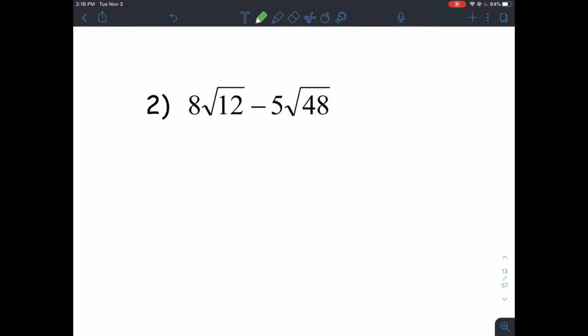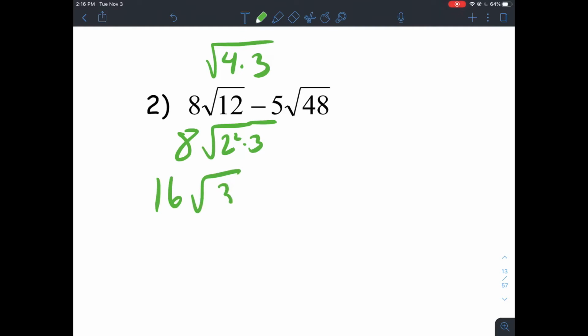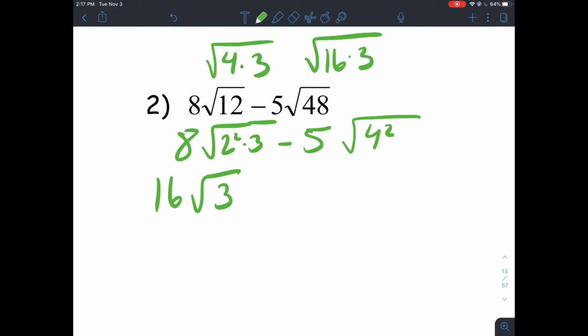So I can break 12 down into 4 times 3. So that's going to give me 8 root 2 squared times 3. So I'm going to pull the 2 out, and I get 16 root 3. Right, I did the 2 times 8, got me 16. And then 48, I could break down into 16 and 3. So I'm going to have minus 5 root 4 squared times 3. So I can take my 4 out, and I get minus 20 root 3.